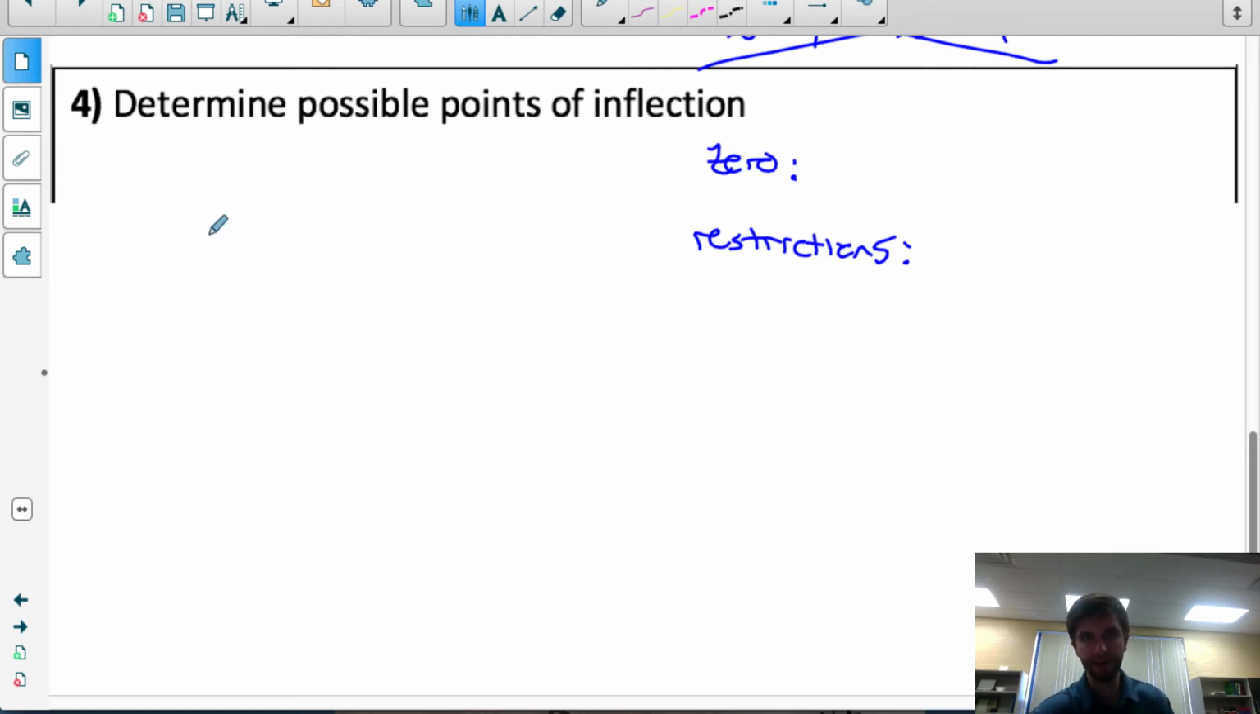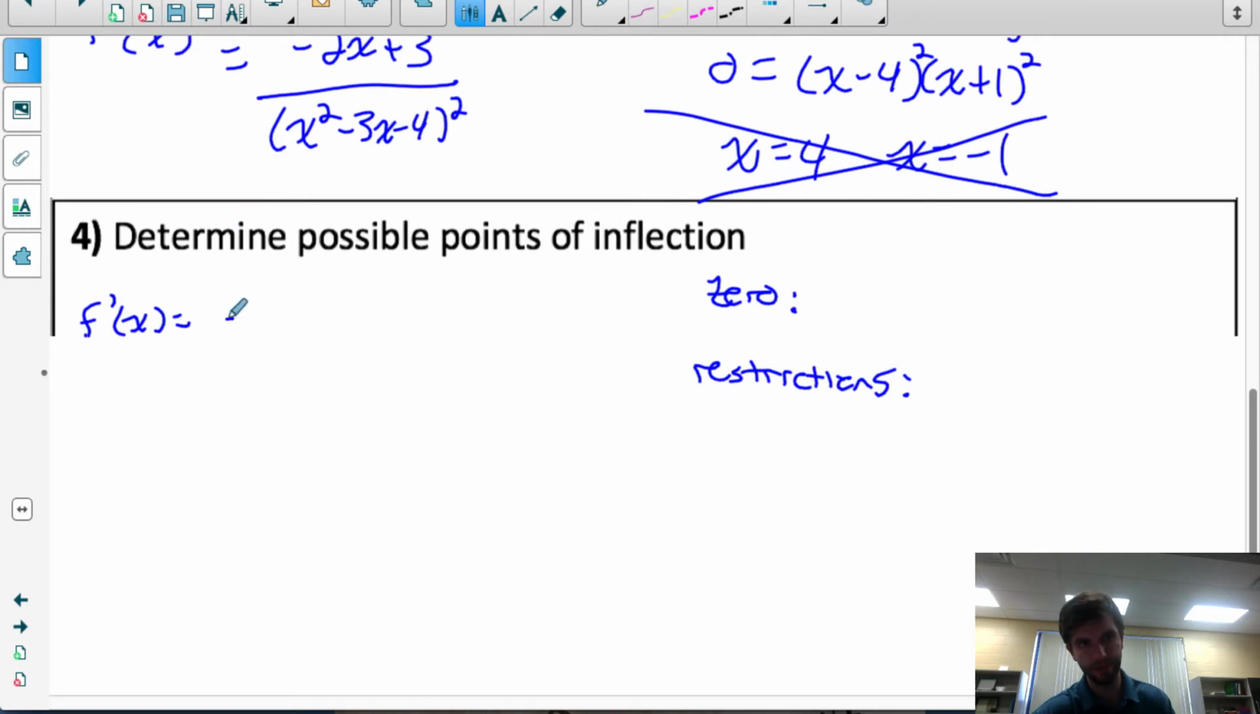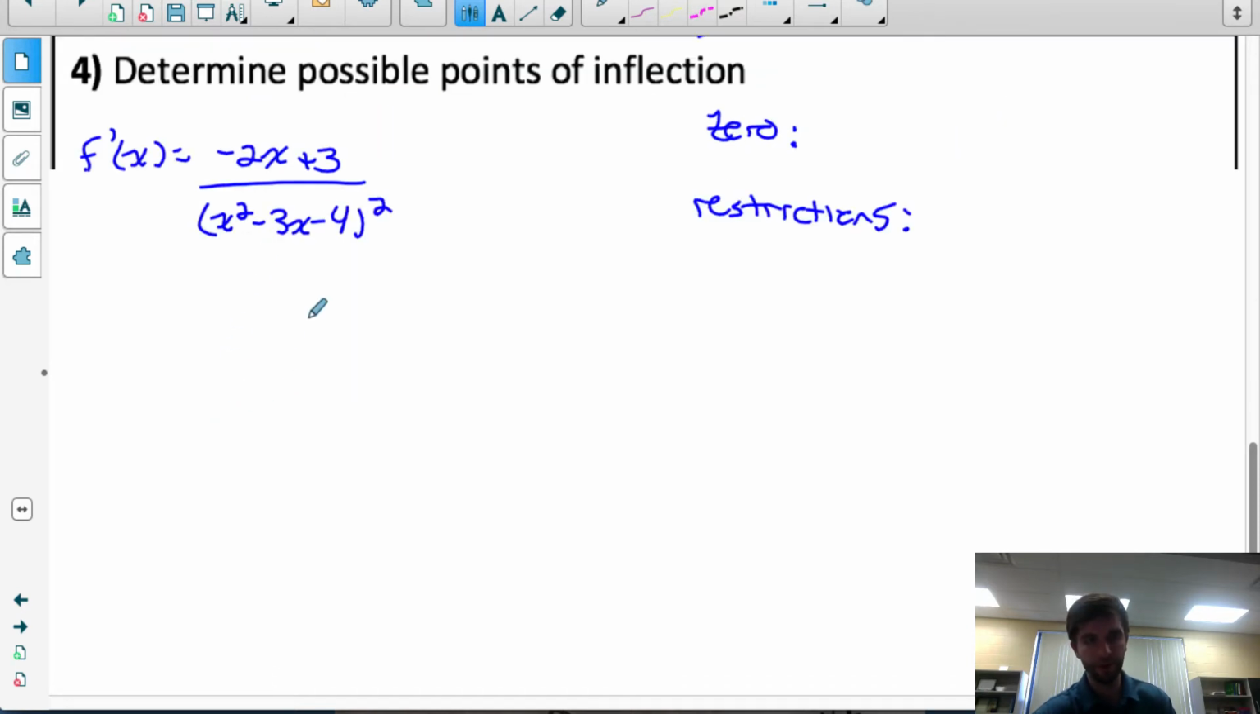So let's start by finding the equation of the second derivative. So let me rewrite the first derivative. It was negative 2x plus 3 over x squared minus 3x minus 4 squared. So in order to differentiate, to get the second derivative, I need to find the derivative of the first derivative. And I'm going to do quotient rule, and within the quotient rule, there's going to be a chain rule.